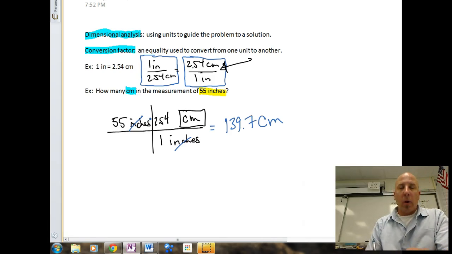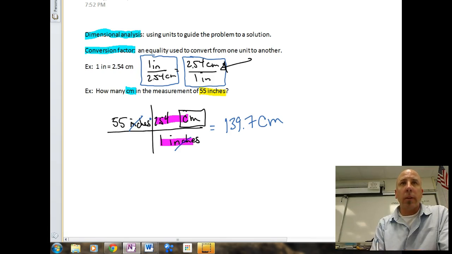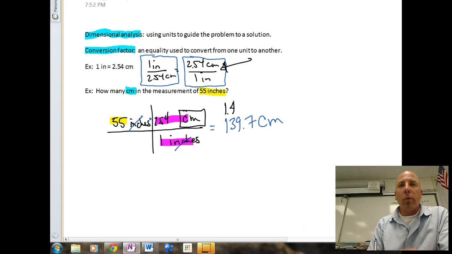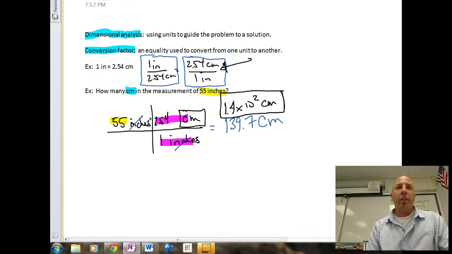It's going to be 139.7. Because these are conversion factors, we don't use those for sig figs, so we are going to use sig figs based off of the 2 sig figs there. So we're going to round it off to 2 sig figs. 139.7 rounded off to 2 sig figs, we can call it 1.4 times 10 to the second centimeters as our answer. 140 would also suffice. And that's how we do an easy conversion factor.